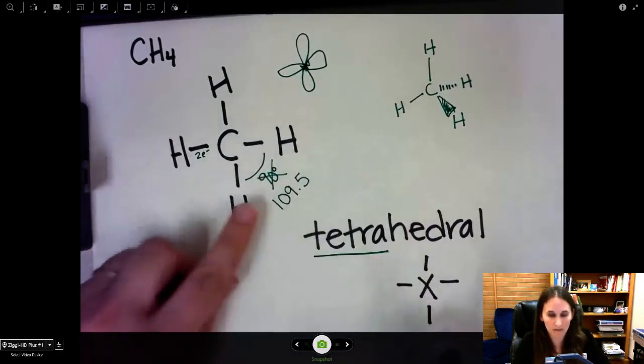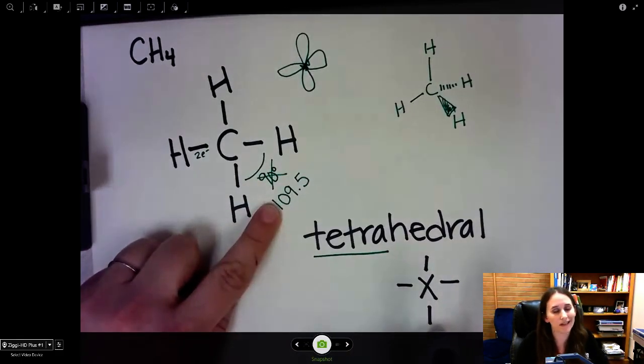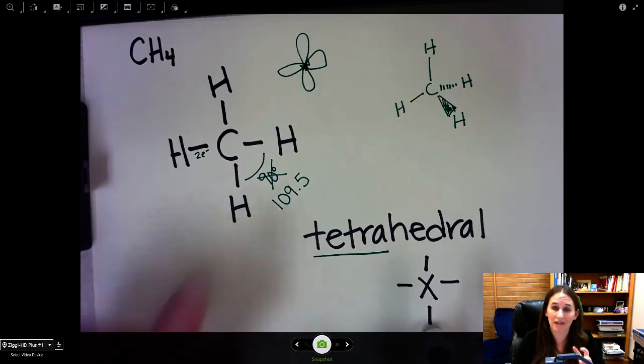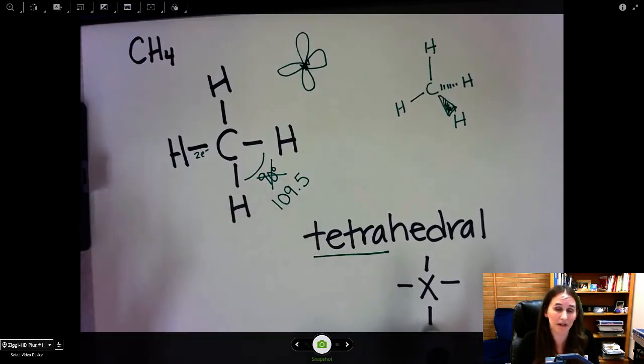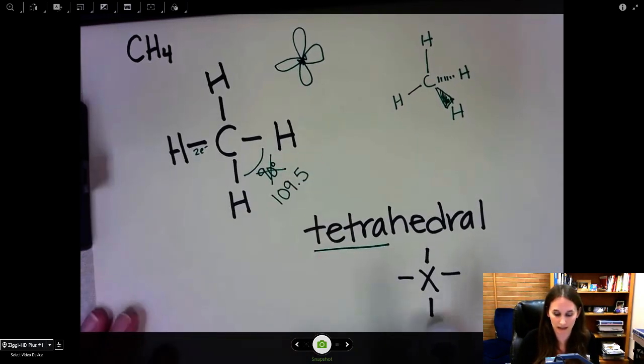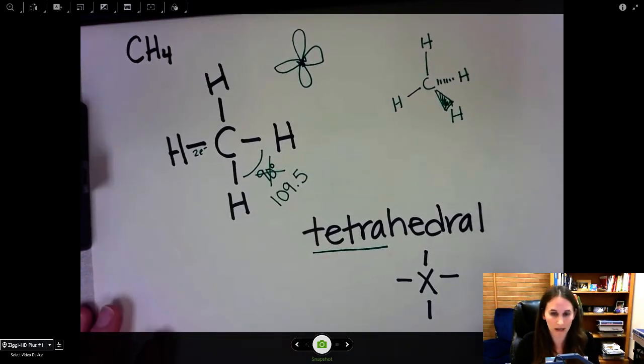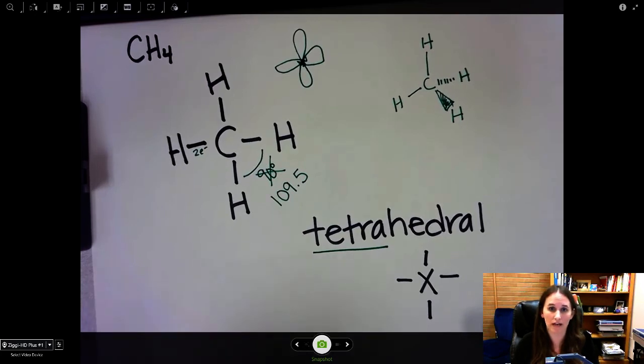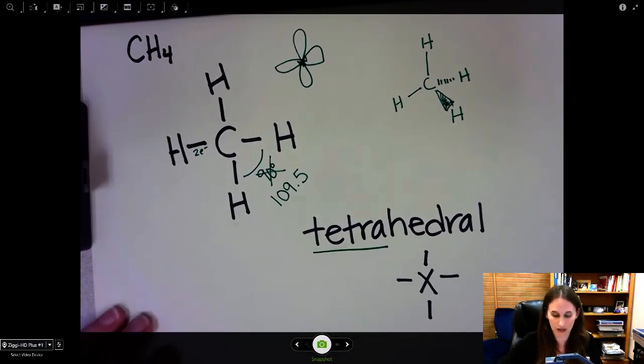Do I expect you to memorize all these bond angles? Not really necessarily, but I do expect you to have an idea of maybe an approximate value. Is it 90 or is it greater than 90, or would I expect it to be less than 90? So there's our first shape, which we're going to see when our central atom has 4 things bonded off of it and no lone pairs.